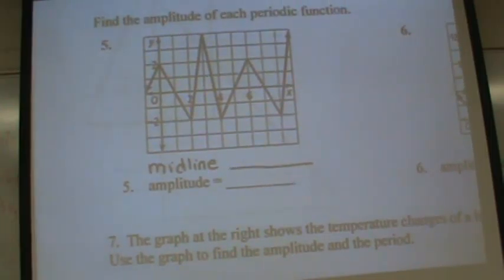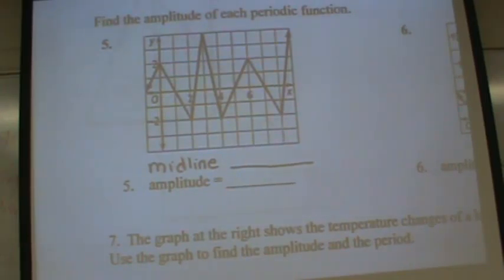All right, so you're given a periodic function. These two are periodic. The midline is an imaginary line. Where is the midline in relation to your function? Anyone remember where the midline falls? It's right in the middle. How do you think you would find the midline? Did you do the highest point minus the smallest, divided by 2? Okay. Or did I say that wrong?